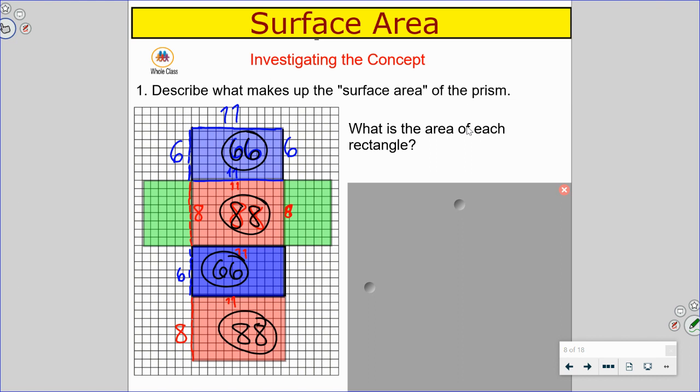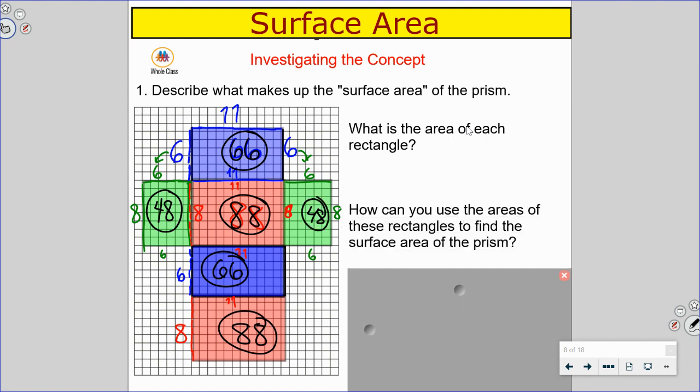Let's go to the green, shall we? Now we already know that that is 8 because we see it shares the 8. 1, 2, 3, 4. Well, that makes sense that this is 6. After all, if you folded these down, those edges should match up. So an area of the green rectangle on the left, 6 by 8 or 48 squares, and on the right. Okay, how can you use those areas to find the surface area?